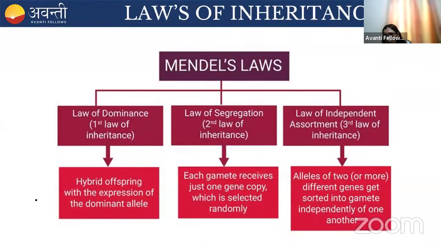Now moving next is the laws of inheritance. First is the law of dominance. Second is the law of segregation and third is the law of independent assortment. The law of dominance states that in case of the heterozygous condition, the dominant allele will express and the recessive allele will not express. The law of segregation says that during gamete formation, one gamete will carry only one allele. The law of independent assortment says that during gamete formation, the alleles are assorted independently.